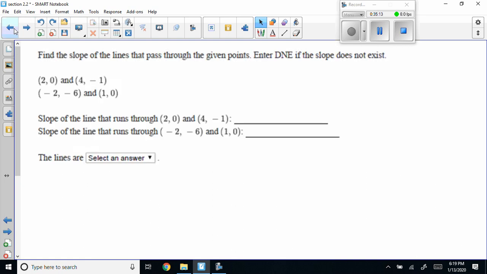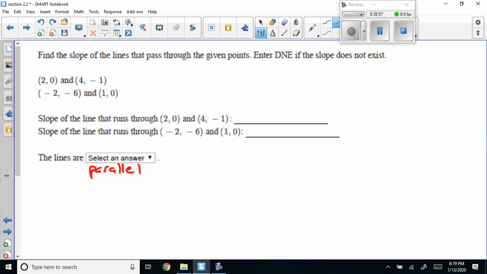Last one, right? Find the slope of the line that passes through the given points. Enter D and E if slope does not exist. What would D and E be? Does not exist. Yeah, but what would it be? Undefined, right? Could you have a slope of 0? Would it still exist if it was a slope of 0? Yes. It's only if it's undefined would you put D and E. So you got 2 of them, right? So find the slope of both of them. The first set and then the second set. And then what it's asking you is whether the lines are what?